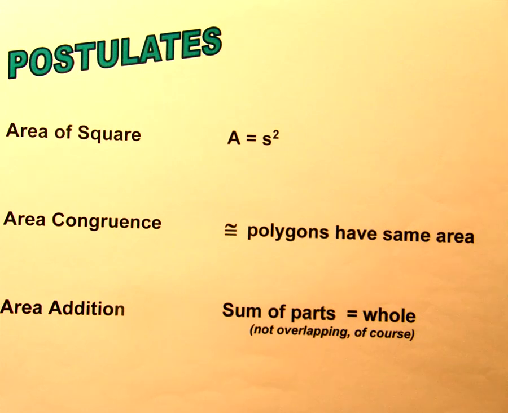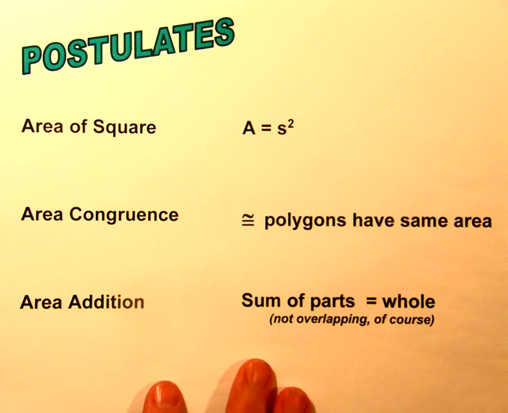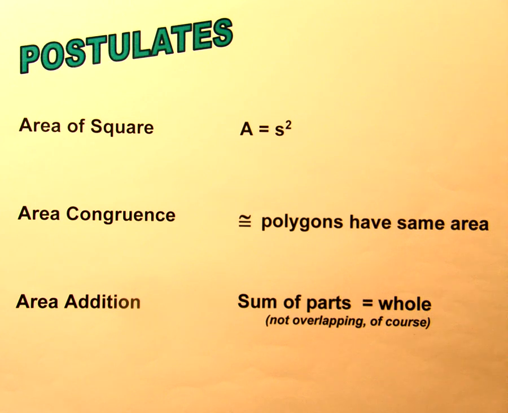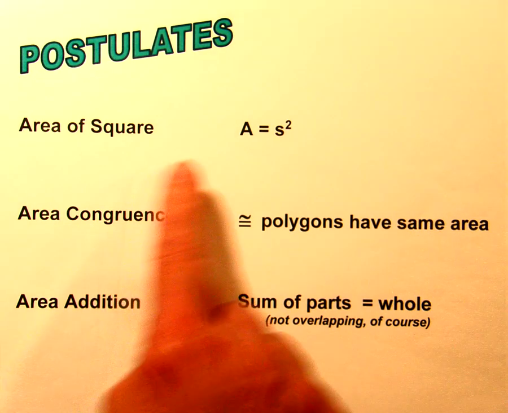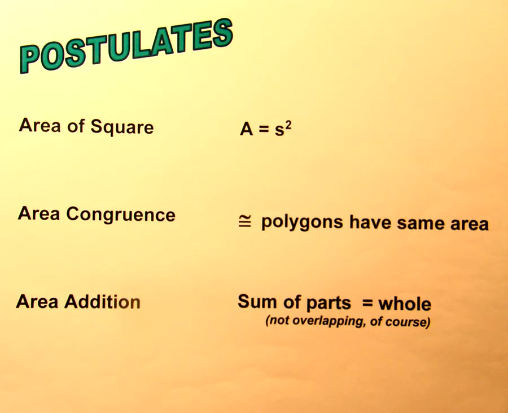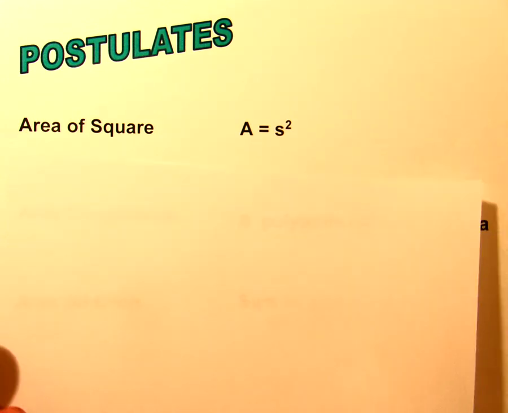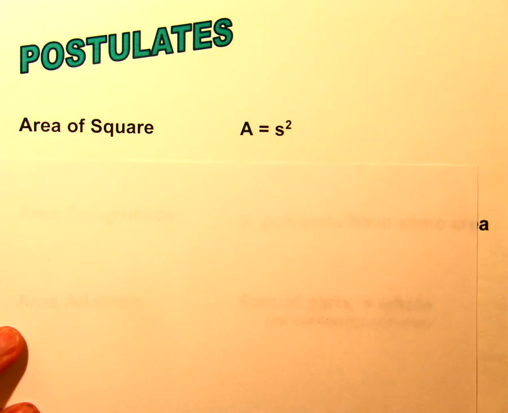Got some basic, look at this, postulate. It's been a while since you saw a postulate, hasn't it? Okay, so the first one up. It's incredibly obvious, incredibly simple, but incredibly significant. So let's talk about it for a minute here. The area of a square is side squared.